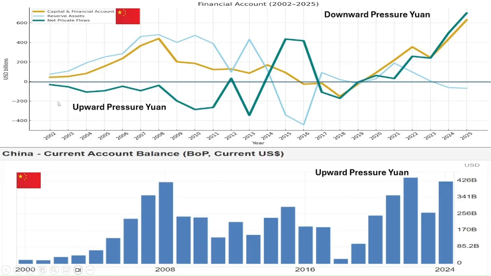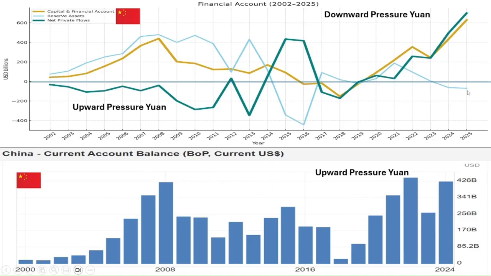The financial account tracks all the financial flows into a country, in this case China. As we can see, in the early 2000s, a ton of foreign direct investment came into China, and this required foreign investors converting their currency to the yuan. This put upward pressure on the yuan, but as foreign direct investment leaves China, this causes investors to sell their currency for their own native currencies.